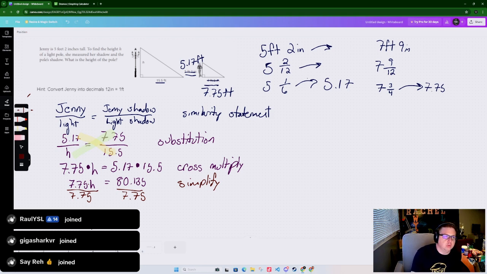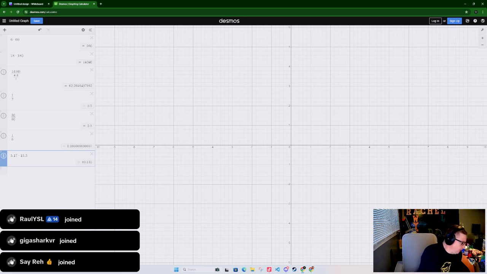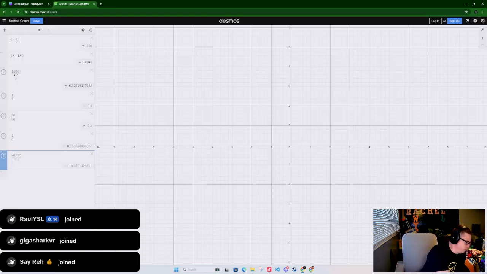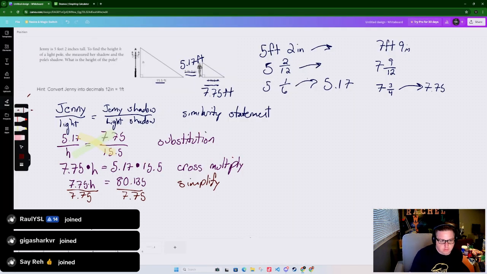And when we take 80.135 and divide it by 7.75, we're going to get 10.34. So it did kind of round itself out. So 10.34. And that's the division property of equality.